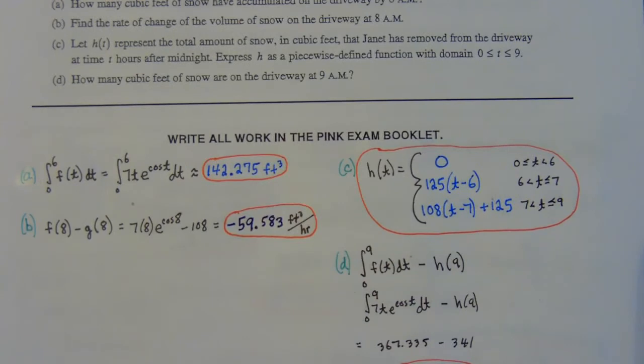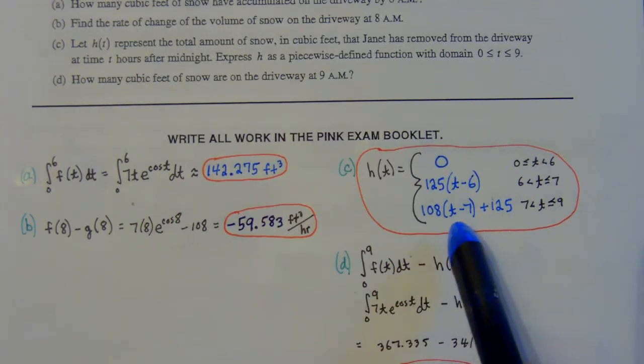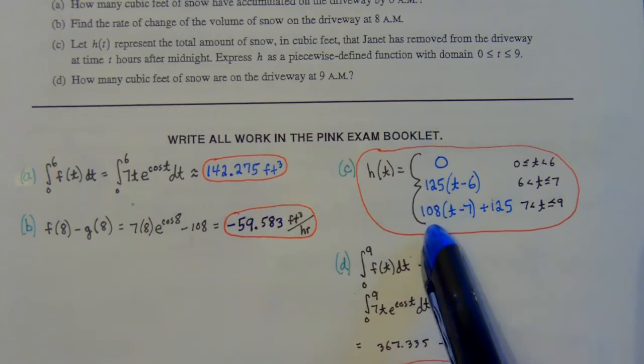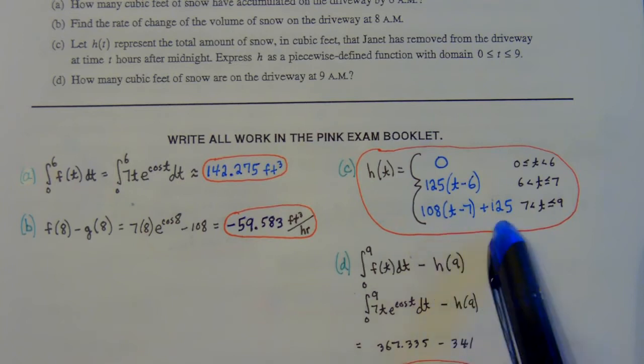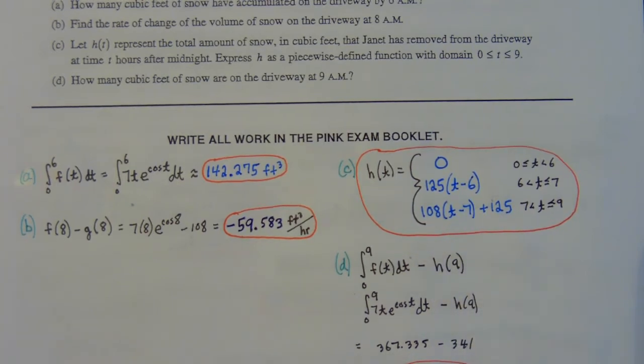So if I want to figure out how much snow she removed at 8 a.m., then if I plug in the 8 right there, 8 minus 7, hey, that means she's removing snow at that rate, 108, for 1 hour, but then she already removed that 125 cubic feet of snow right there. So to me, that was a hard problem. It kind of makes sense.